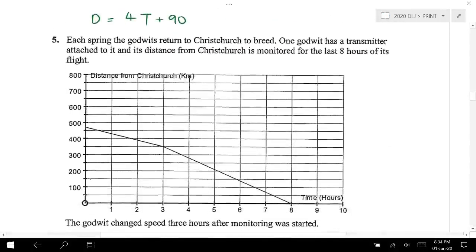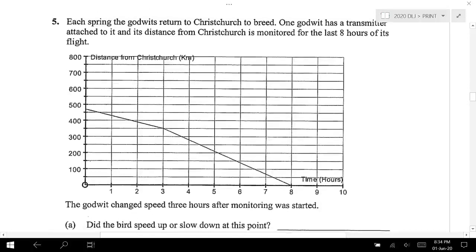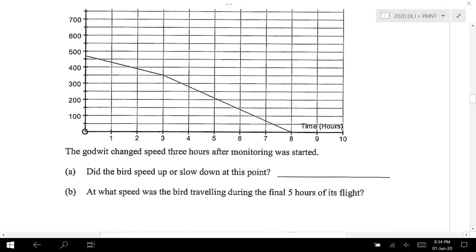Alright. Each spring the Godwits return to Christchurch to breed. One Godwit has a transmitter attached to it, and its distance from Christchurch is monitored for the last 8 hours of its flight. So I think a Godwit is a bird. Alright. The Godwit changed speed 3 hours after the monitoring was started. Did the bird speed up or slow down at this point?